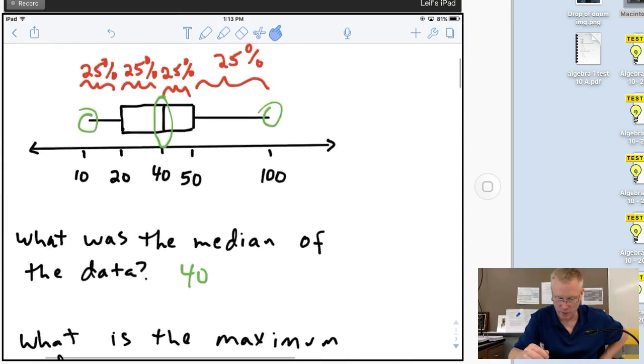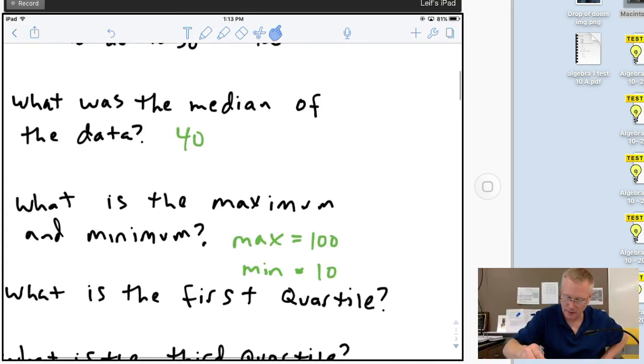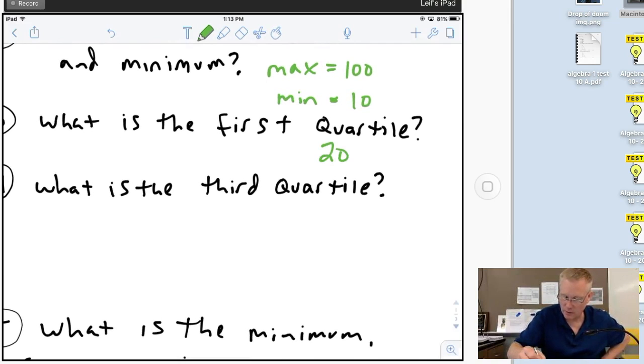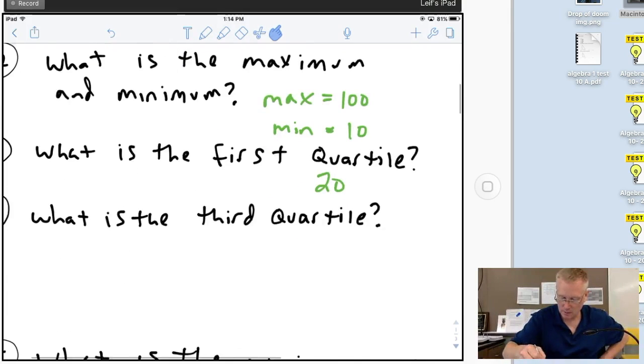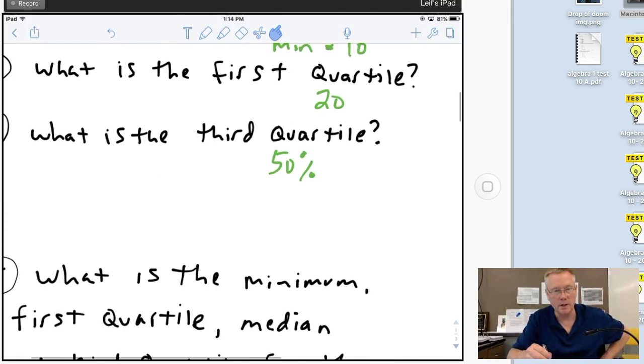And it says, what's the first quartile? The first quartile will be this number right here, which in this case is 20. We'll get more into how you calculate that in a little bit. But that's that one right there. First quartile is 20, and the third quartile will be the other end of the box, which is 50. So that's 50. All right, so there's some basics with it.